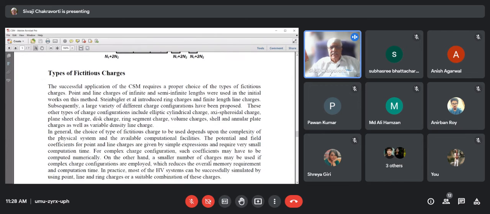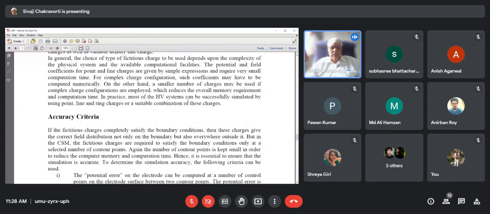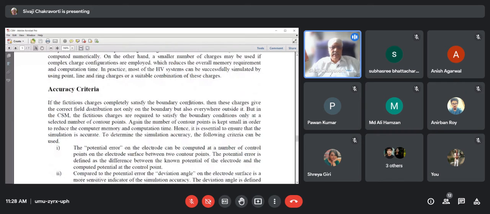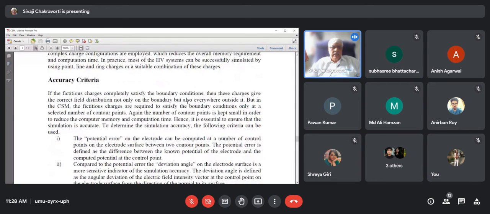Types of fictitious charges I have considered in my last class. I have sent you some diagrams of how the charges are placed. I hope you have gone through it.